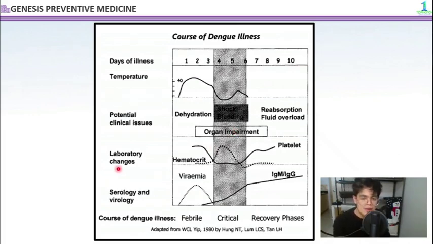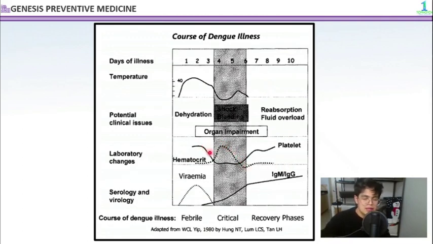Okay? Laboratory changes, these are important. First, hematocrit. There is a spike in the hematocrit at the critical phase. Again, because there is leakage of fluid. The red blood cells are retained in the blood vessel, and this reflects as an increase in the gross percent of the red blood cells in the blood vessel. This increases the hematocrit, therefore. And as the fluid is being reabsorbed, the hematocrit normalizes once again.